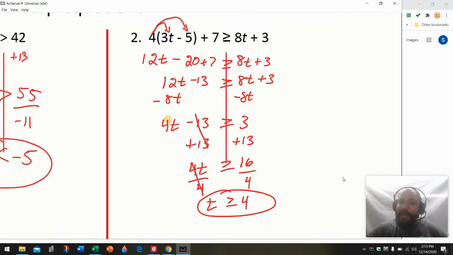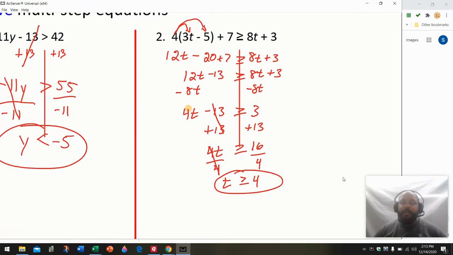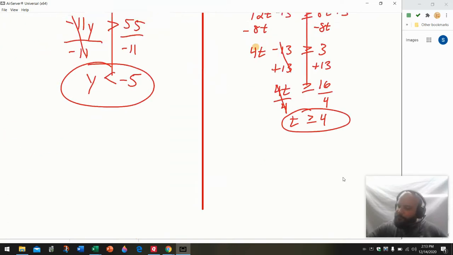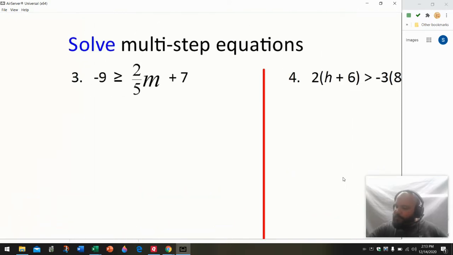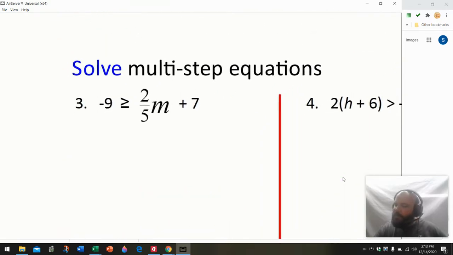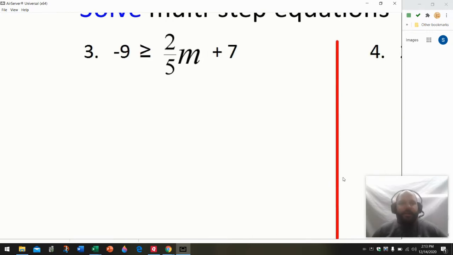So as you can see, that has a lot more steps than the problems that we were doing in the last section of notes, which was 5.1 and 5.2. Okay, moving on to number 3 and number 4. We have 2 more to go here for this video. So once again, solving multi-step equations. This equation is not nearly as messy as the last one.